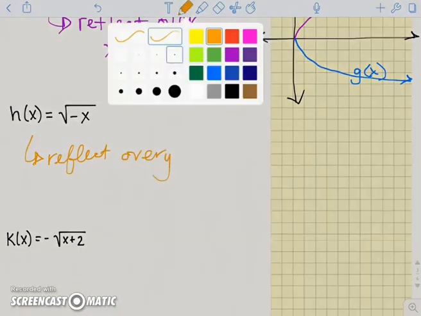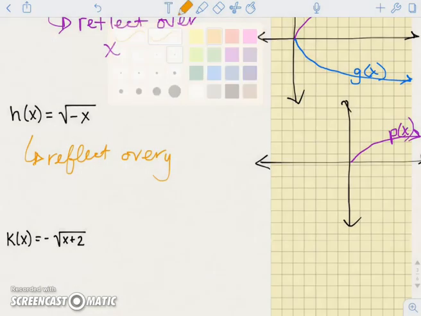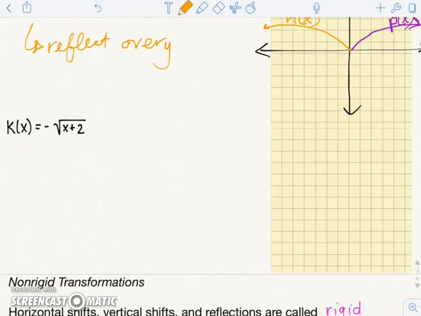So here's what this one would look like. I'm going to draw my graph in the middle so it's a little easier to see. I need to have room to reflect over y. My parent function, very rough sketch, would look like this. I'm going to call it p of x as my parent. And then h of x would be the mirror image over the y-axis. So there's h of x, my parent function the other way.